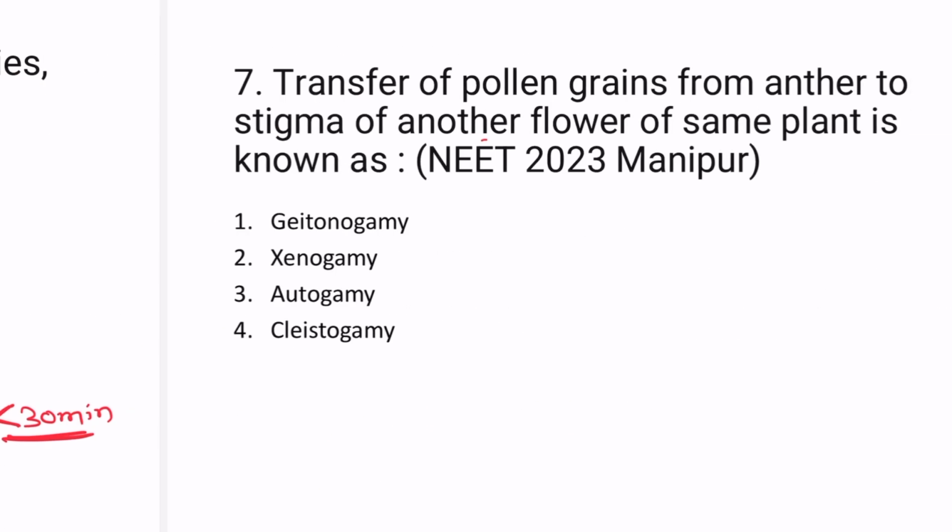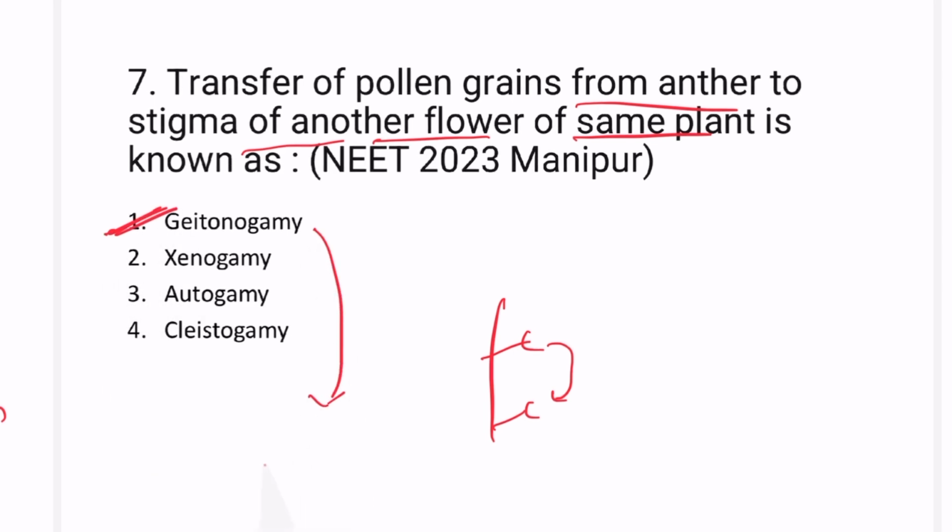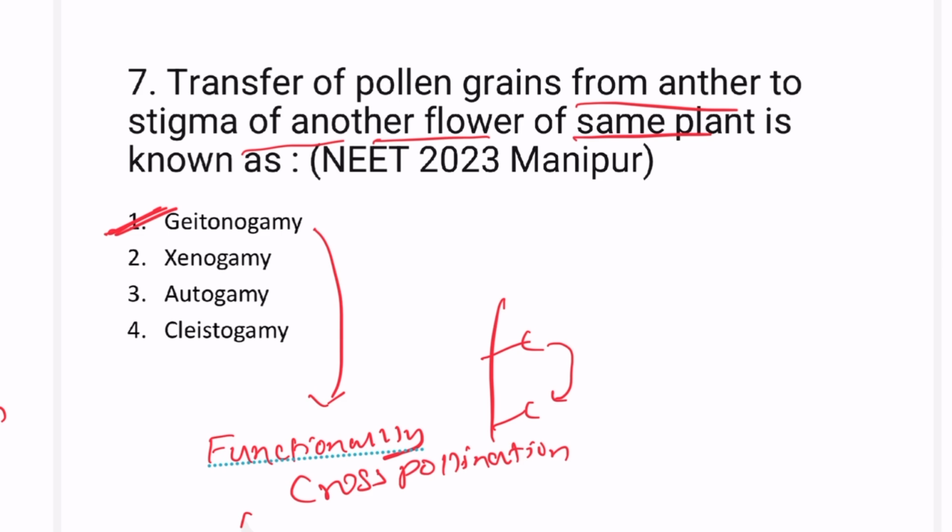And the next question is, transfer of pollen grains from anther to stigma of another flower of the same plant. If the pollination is taking place between two different flowers located on the same plant, such type of pollination is nothing but geitonogamy. And this geitonogamy is described as functionally cross-pollination, whereas it is genetically self-pollination. Functionally cross-pollination and genetically self-pollination. Then the next question.